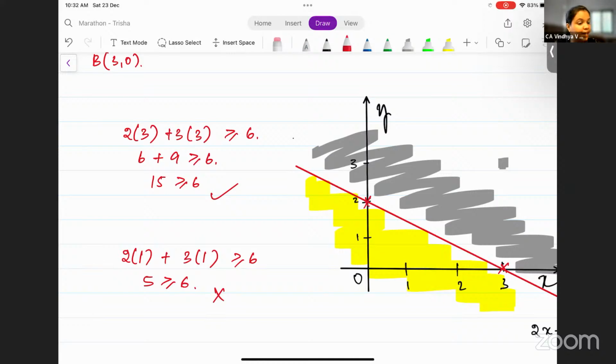Great, Neha, Pratiksha and Meghna. Great. Correct answers. Gray area is your correct answer. I hope this is clear.